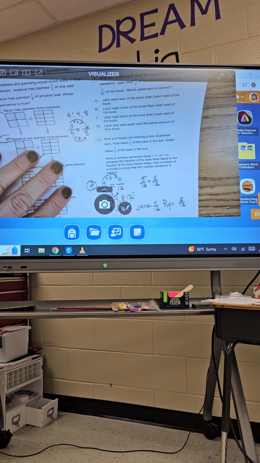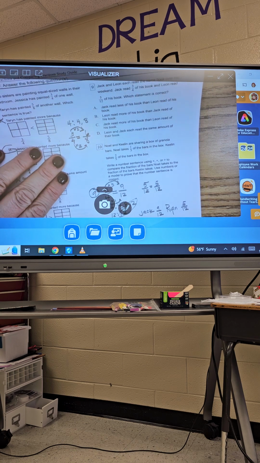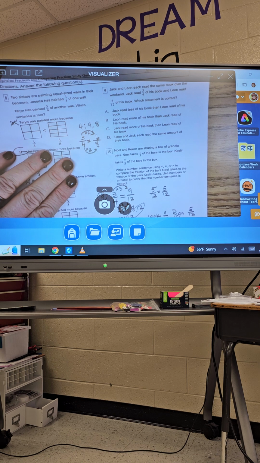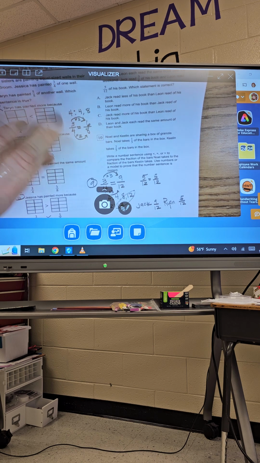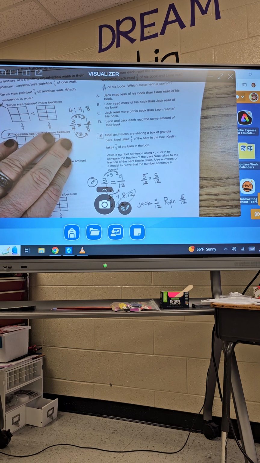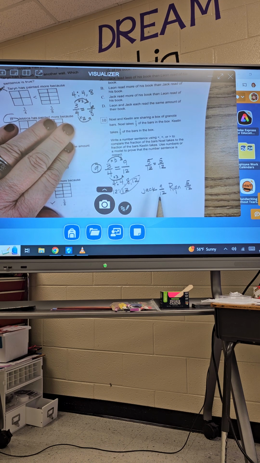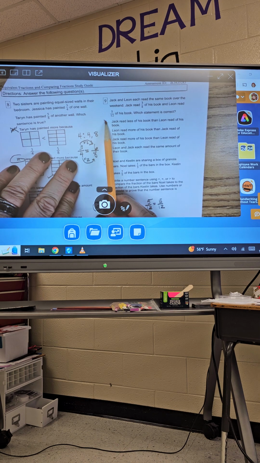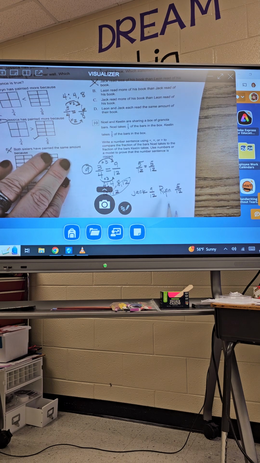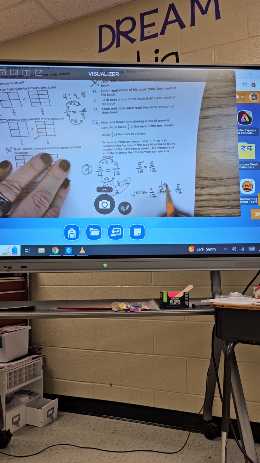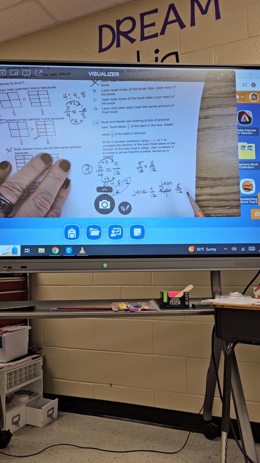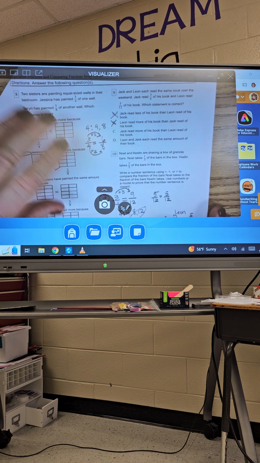Move over here so I can see all of my work at the same time. Okay, Jack has read less of his book than Leon. Has Jack read less? No, so A is not my answer. Leon has read more of his book. That's just the opposite. Okay? Same statement, they just changed the wording and the order. So Leon has not read more of his book than Jack. So B is not correct.